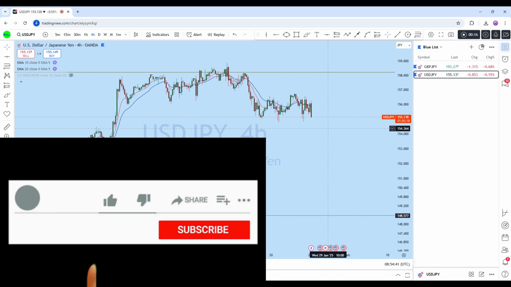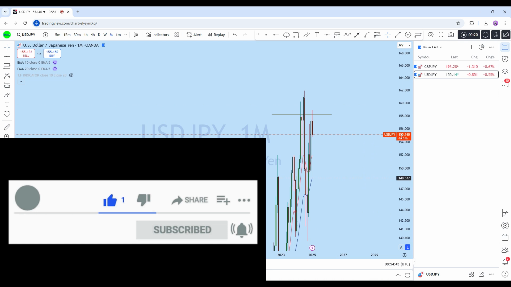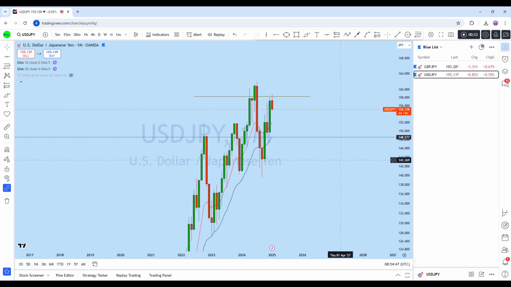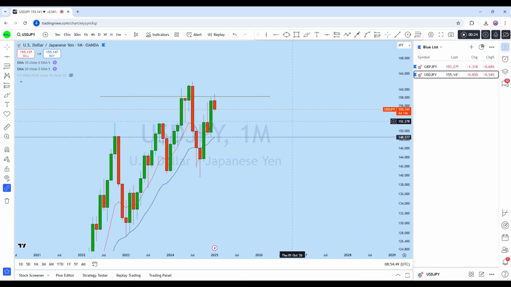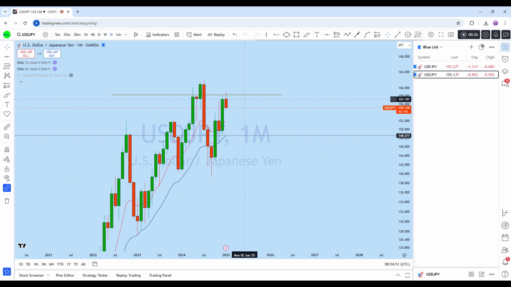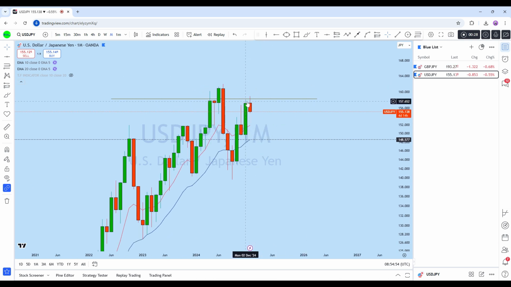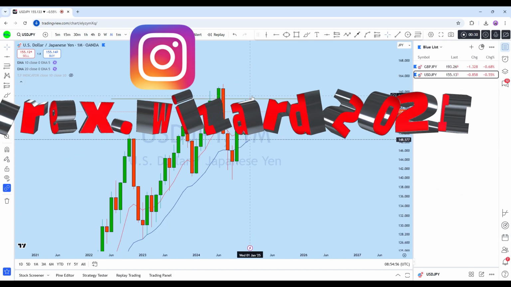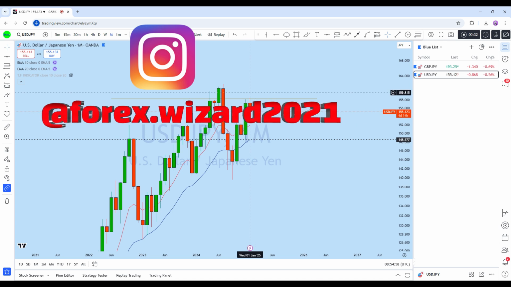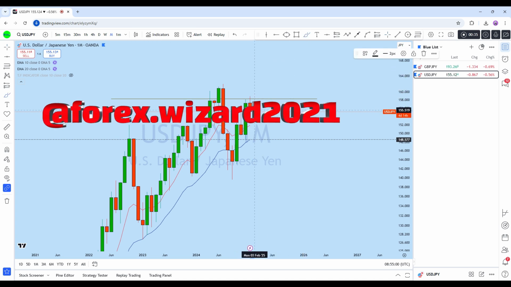Now before we look at potential entry opportunities, let's quickly look at the highest time frame, the monthly chart, starting with dollar yen to see what kind of price action we currently have. We can see that dollar yen, after breaking this monthly high, got a strong rejection. With that rejection, the price started to drop again.